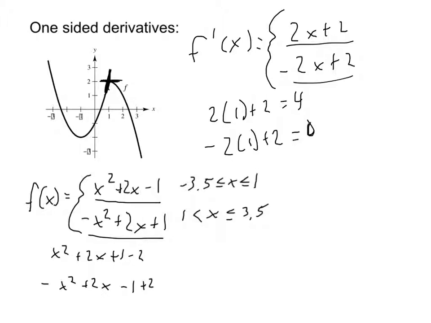But what this means is there is no derivative at f of 1. In order to have a derivative at f of 1, one of the rules says you have to have the derivative from the left be equal to the derivative from the right. Since the derivative from the left is equal to 4, and the derivative from the right was equal to 0, there is no derivative. So that's where we use one-sided derivatives.